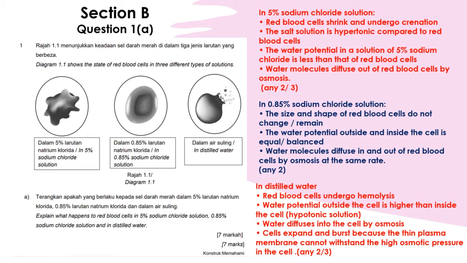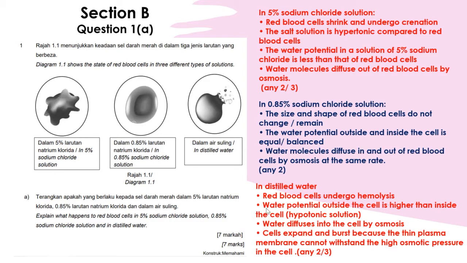high water, less substance or less solute. So what happened to the red blood cell? Red blood cells undergo hemolysis. This refers to the red blood cells undergoing hemolysis, the breakdown of the RBC.